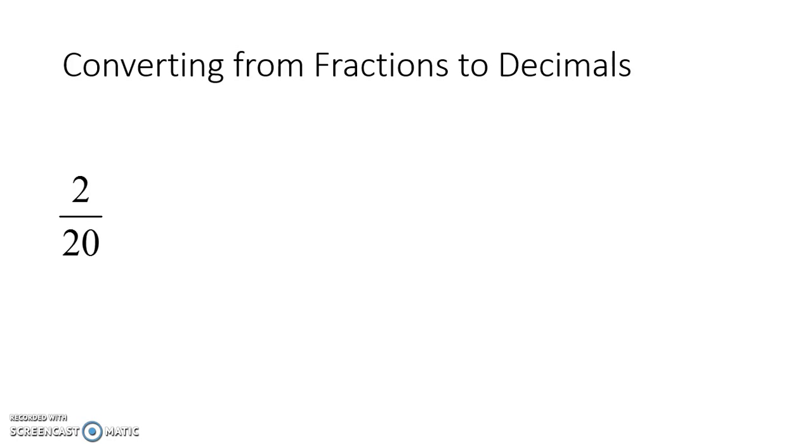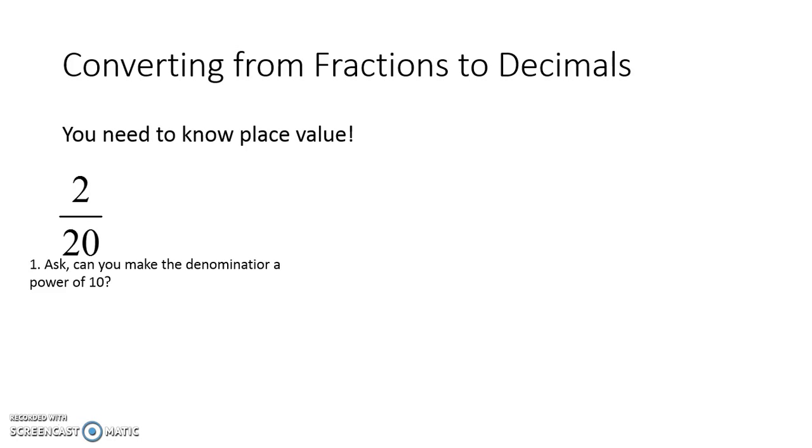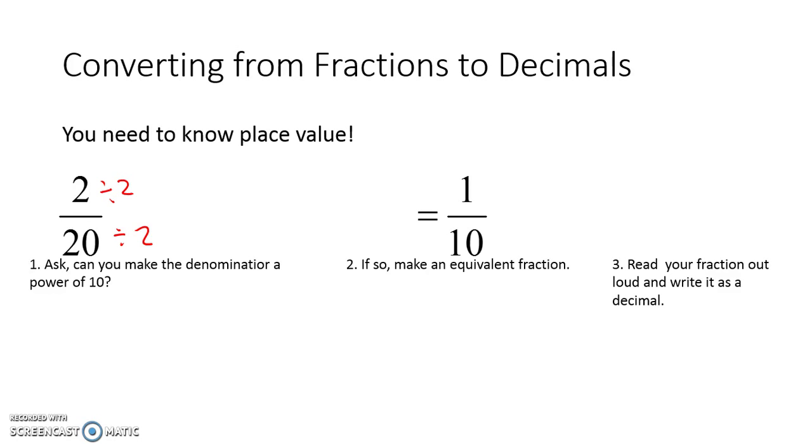Let's see how you did. Step 1. Ask yourself, can you make the denominator a power of 10? Some of you may have multiplied both the 2 and the 20 by 5 to get 10 over 100. I chose to divide the numerator and denominator by 2 because I can make an equivalent fraction to make it 1 over 10. Either way, you're going to get the same answer. When I read this fraction out loud, I get 1/10. So I'm going to write 0.1. If you had 10 over 100, your decimal would look like this, 0.10. And that last 0, we don't really need it. So if you left it there, it's okay. If you took it out, that's fine too.